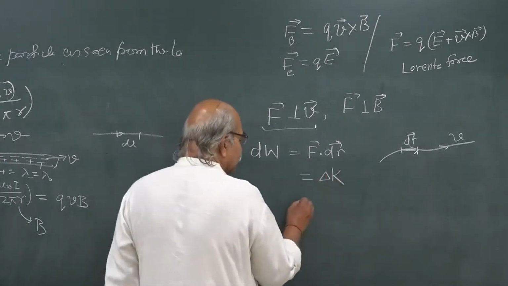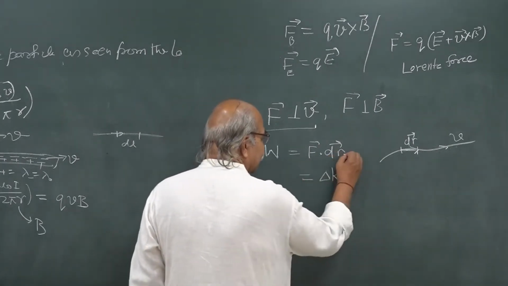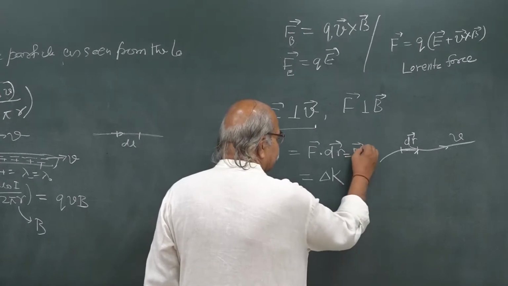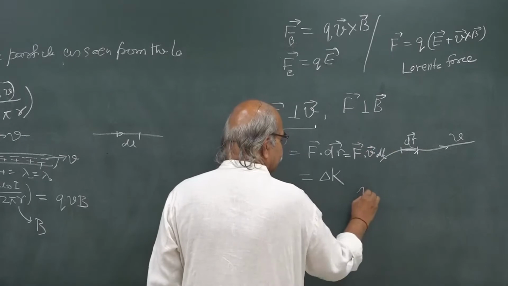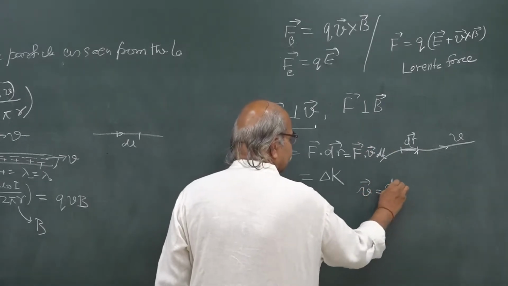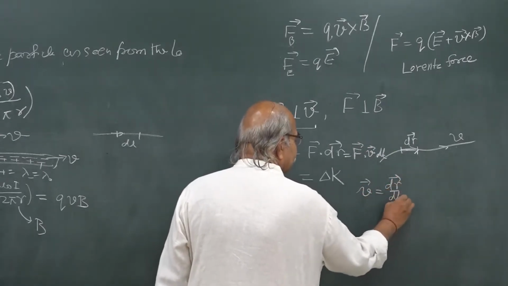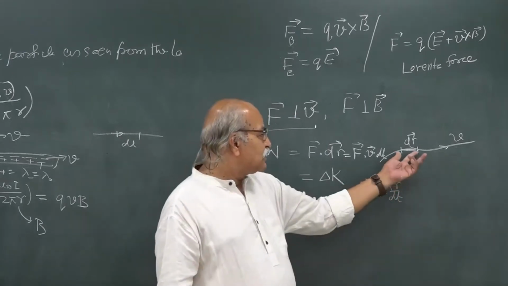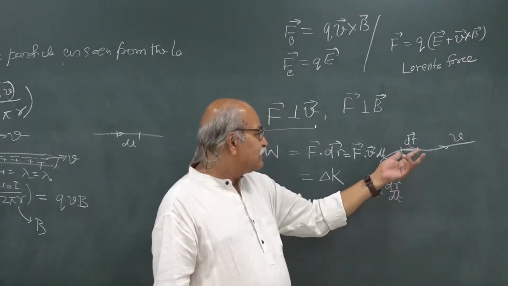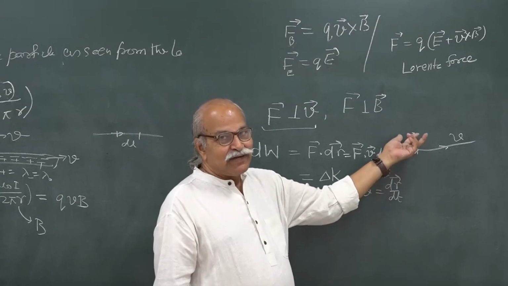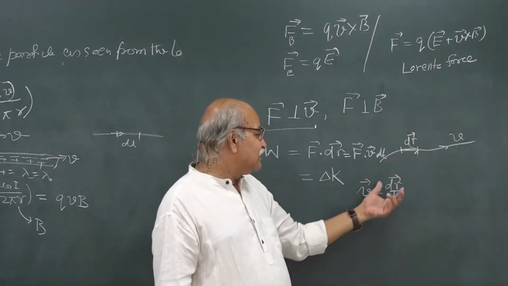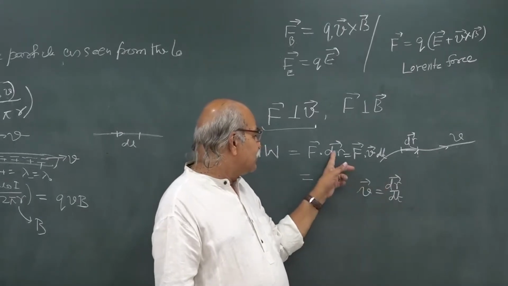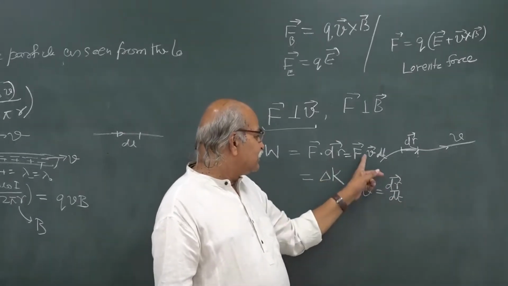Now, this dr you can write as F dot v dt, v vector and then dt, because v is nothing but dr by dt. That is the definition of velocity. If you have a small displacement dr and it takes time dt, you divide and take the limit dt going to 0, that is velocity. So, v is dr by dt, and you can write this dr as v dt.